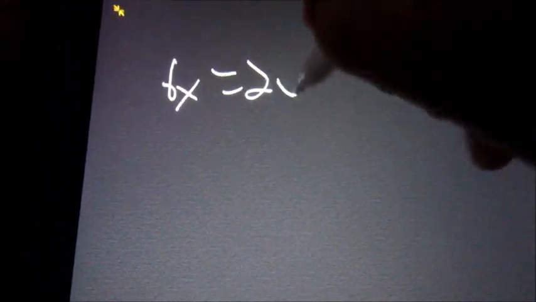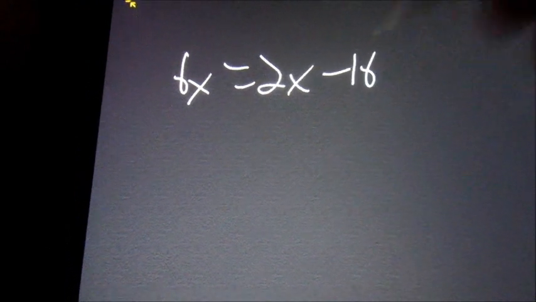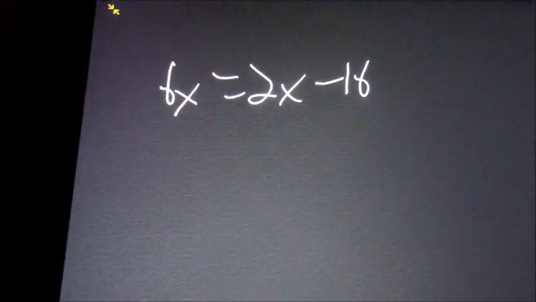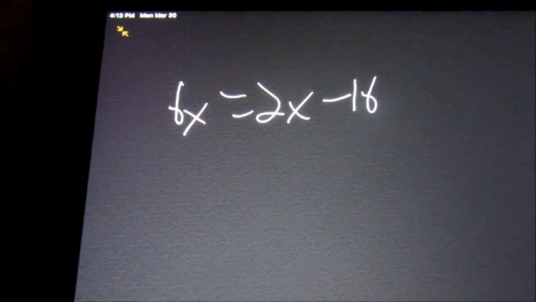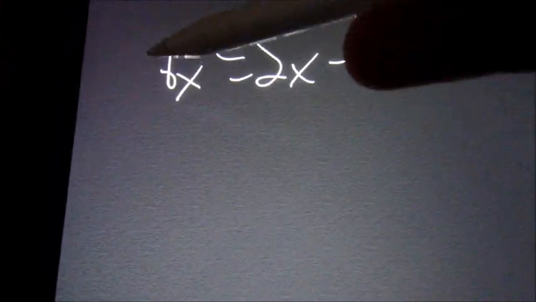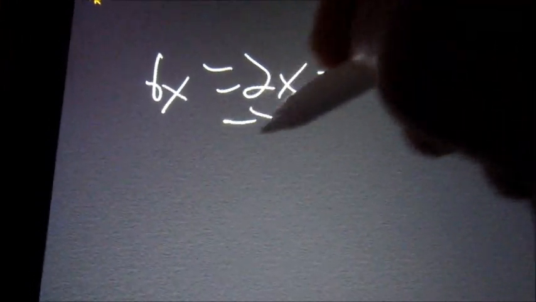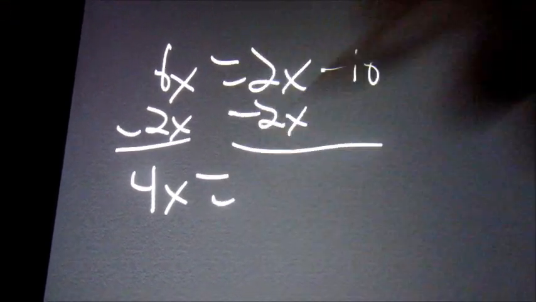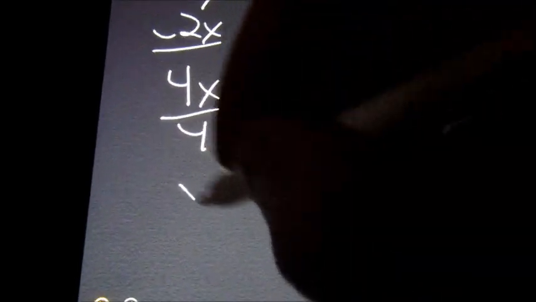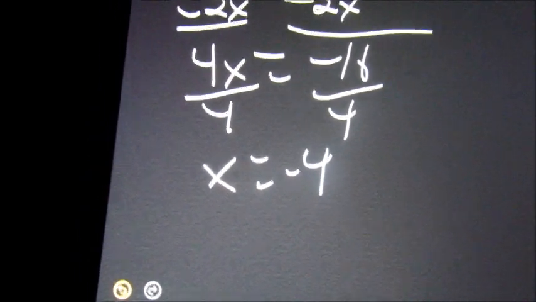Okay, so now let's do some that have the variable on both sides of the equal sign. Say we have 6x equals 2x minus 16. So we want all our x's on one side of the equal sign and our numbers on the other. So since we only have x's here, I'm going to move these 2x by subtracting because they are positive. So 6x minus 2x is 4x equals negative 16. Divide both sides by 4, and x equals negative 4.